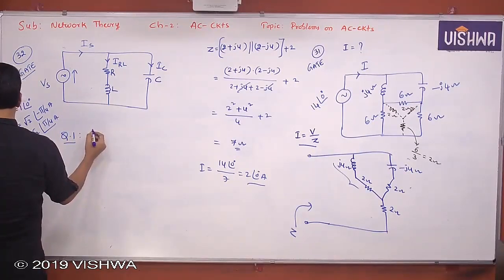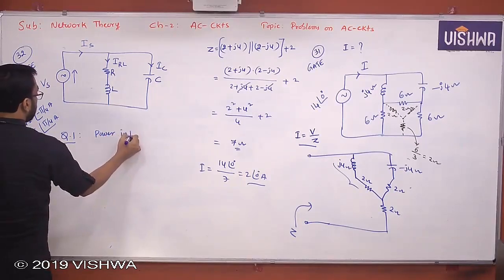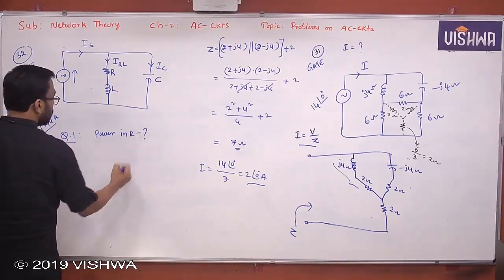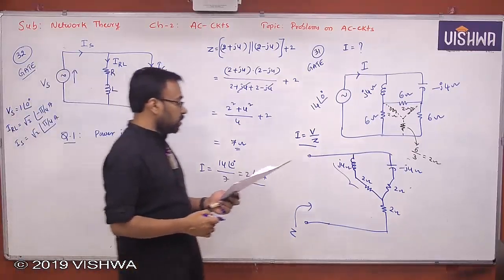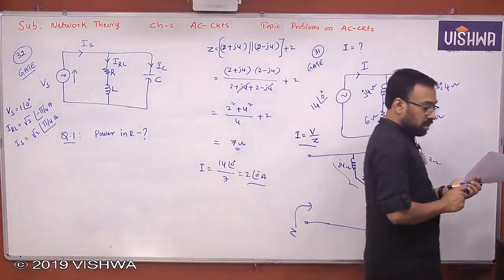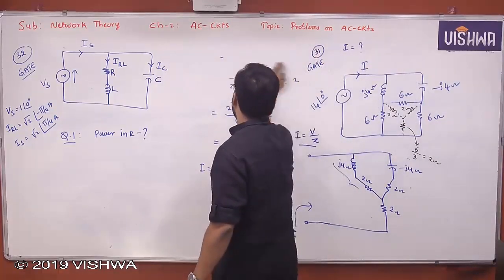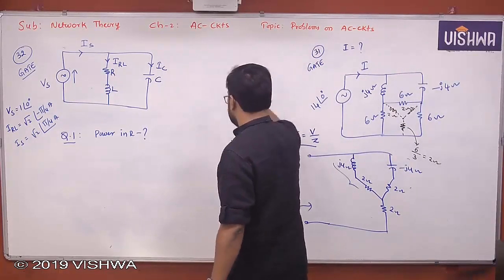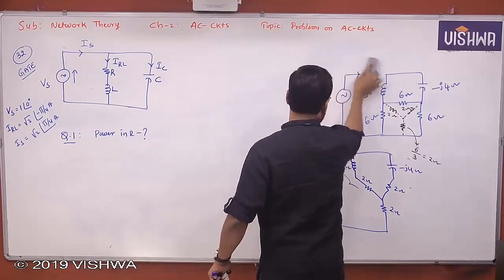So what is the power dissipated in R? Some 4 options given. Then I'll move on to the second question. The second question was what the current IC is. So first I deal with the first question and then I move on to the second question. Please note down that circuit quickly. Meanwhile, I just remove this part.